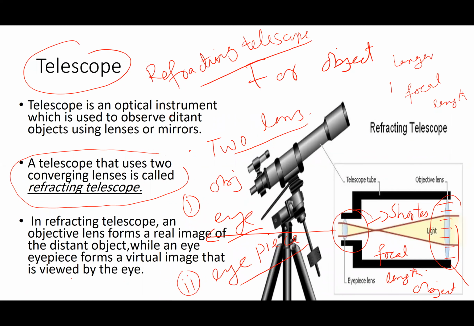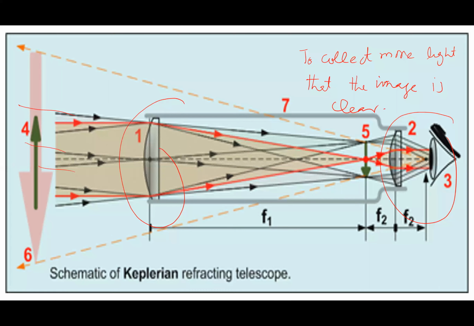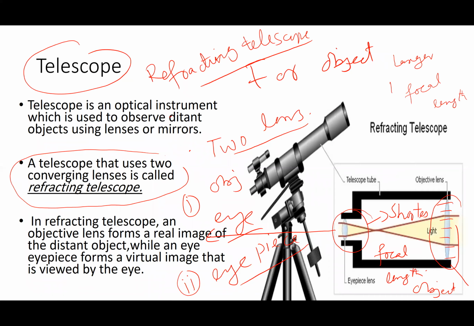A telescope is an optical instrument which is used to observe distant objects using lenses or mirrors. A telescope is used to view far objects. Its working principle is refraction of light.